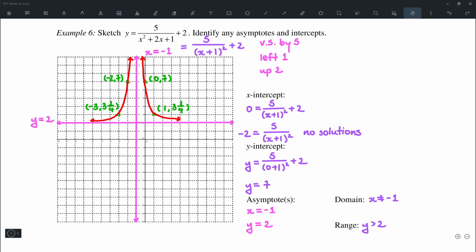So that's it. We have looked at a few rational functions by looking at transformations of both y equals 1 over x and also y equals 1 over x squared. And then we examined a few different types of asymptotes. And that's it for today, so thank you for listening.